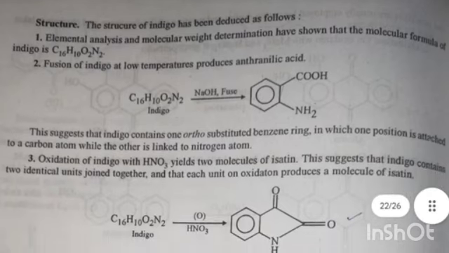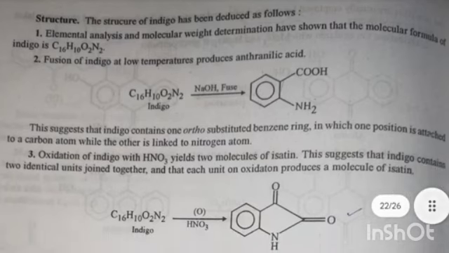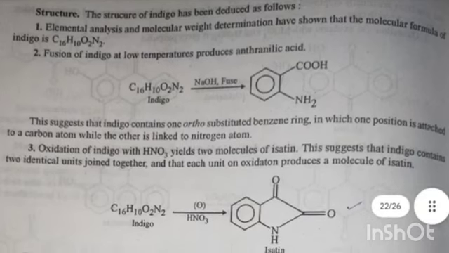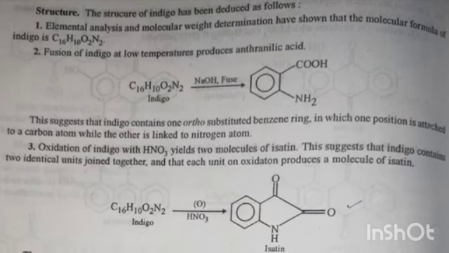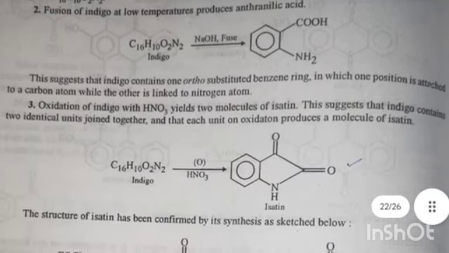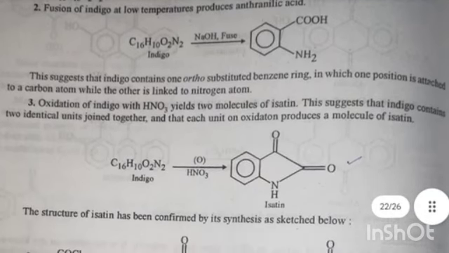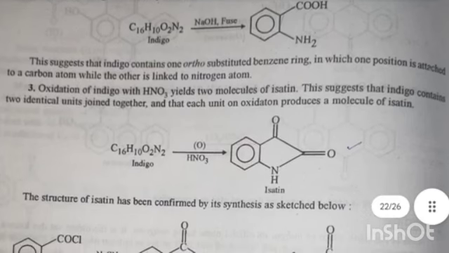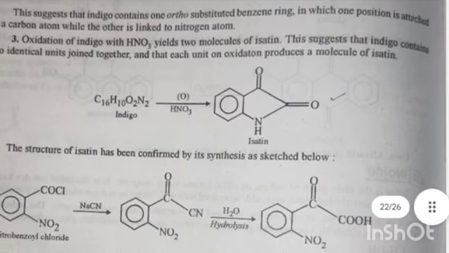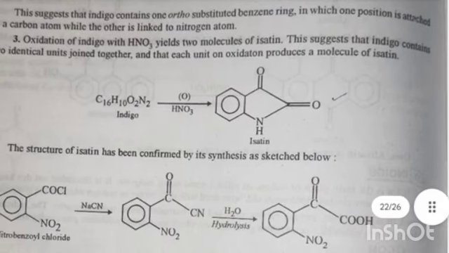Structure. The structure of indigo has been deduced as follows. Elemental analysis and molecular weight determination have shown that the molecular formula of indigo is C16H10O2N2. Fusion of indigo with NaOH produces anthranilic acid. This suggested that indigo contains one ortho-substituted benzene ring in which one position is attached to a carbon atom while the other is linked to the nitrogen atom.